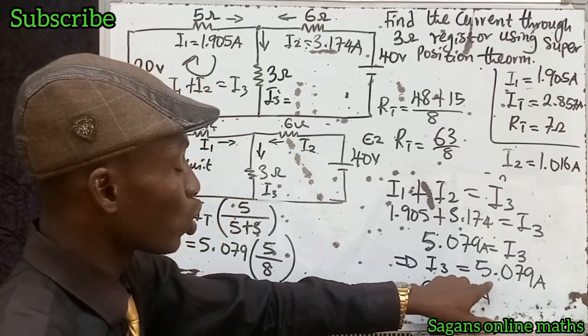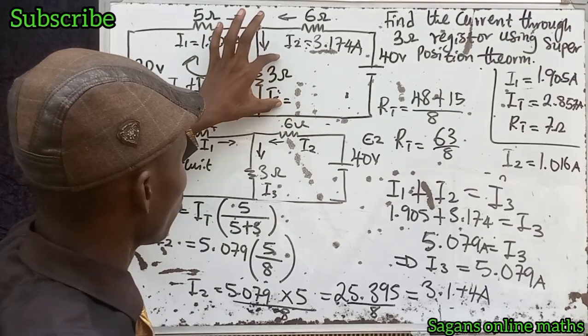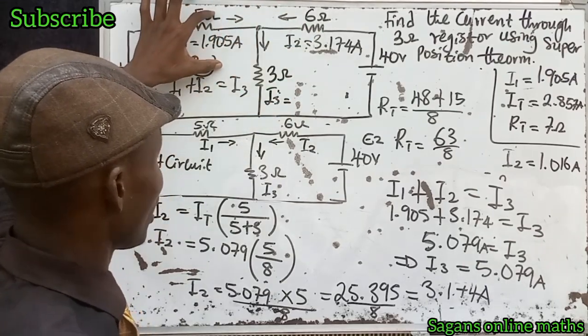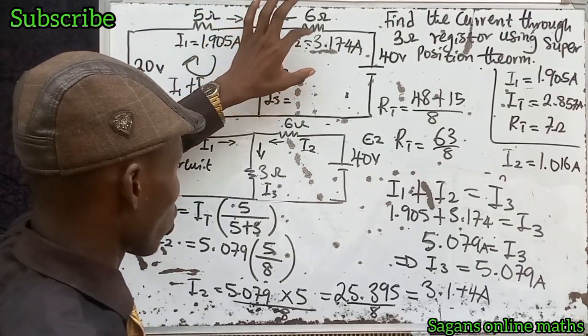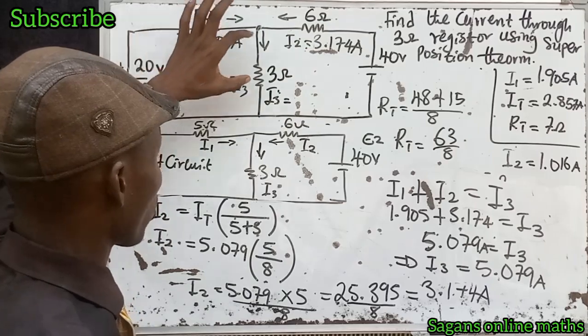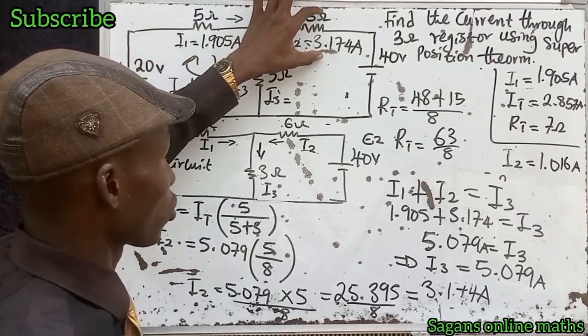Now if this is true, that means the current that is going here minus the current that is here will give us the current that is going in this direction. The current that is here minus the current here will give us the current that is going in this direction. And the current that is here minus the current here will give us the current that is going in this direction.